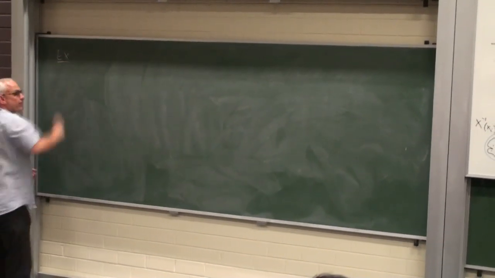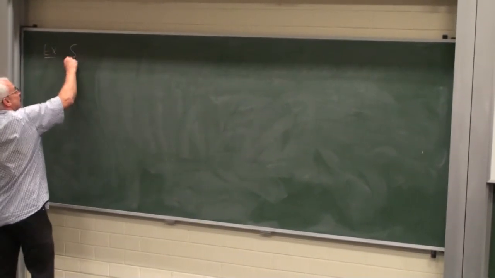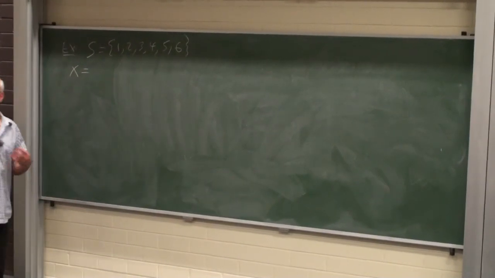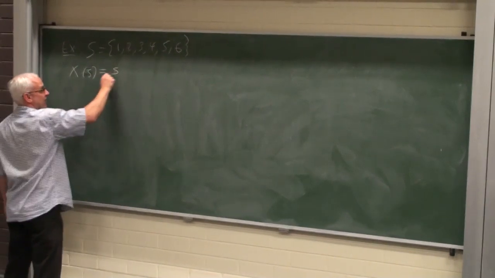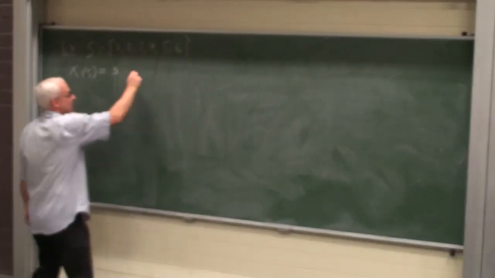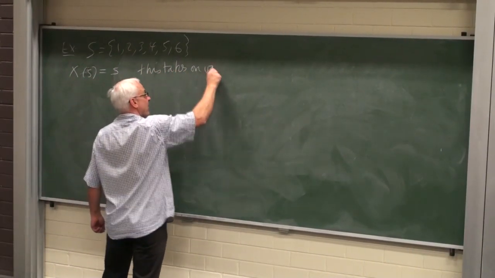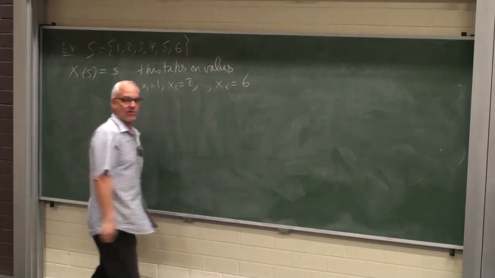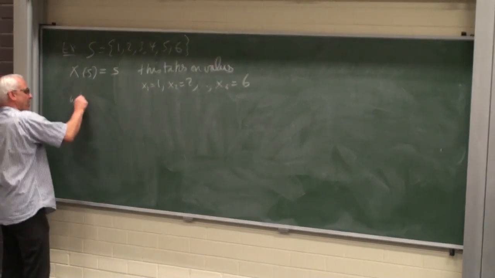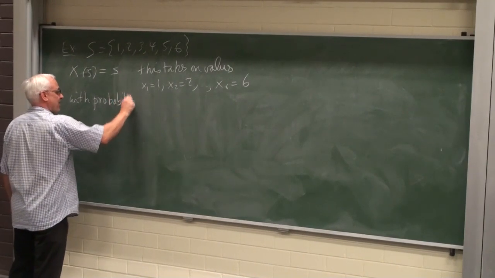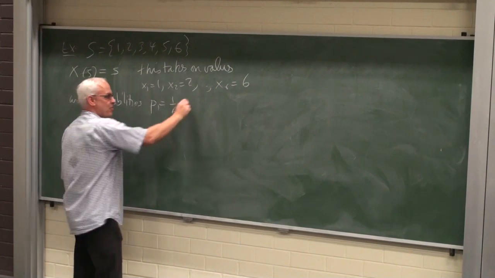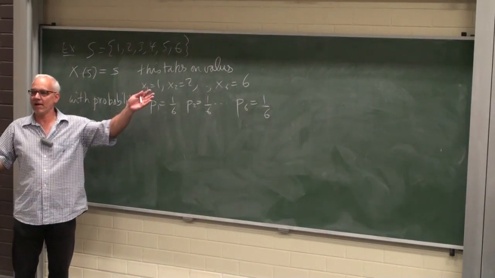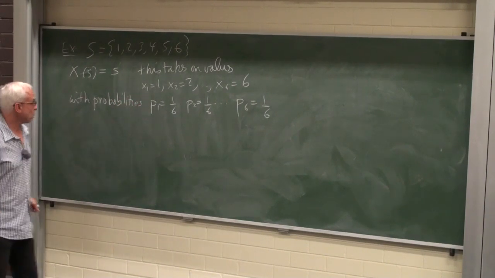All right, some examples. So the first example is where S is equal to our set 1, 2, 3, 4, 5, 6. And our function X was, I'll just write it like this, X of s is s. All right, so now what are the values? Well, the values are x1 equals 1, x2 equals 2, all the way up to x6 equals 6. And what are the probabilities? With probabilities, p1 equals 1/6, p2 equals 1/6, all the way up to p6 equals 1/6. These happen to all be equally probable outcomes for this function. Okay, that was maybe one.